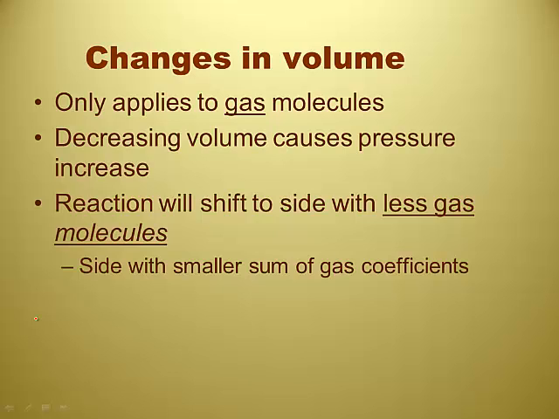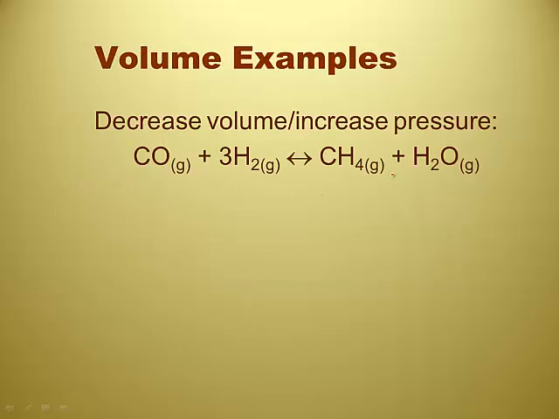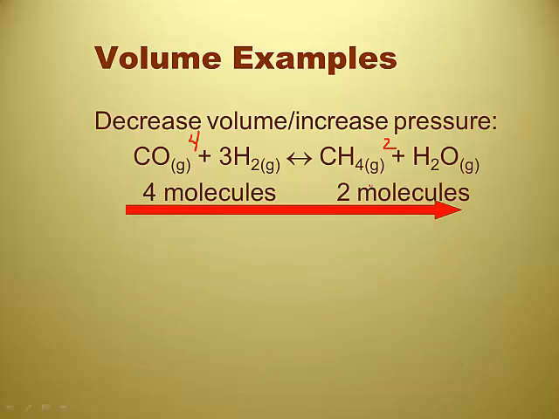Let's see if we can do this. So we've got to add up our gas molecules. It looks like they're all gases, so it's a homogeneous reaction. I've got 4 gas molecules over here, 1 gas molecule plus 3 gas molecules, and I've got 2 over here. You're decreasing volume, which is going to increase pressure and increase concentration, because pressure and concentration go hand in hand, especially if they're all at the same temperature. So if I've got less space, it's going to want to be on the side with only 2 moles of gas rather than 4 moles. So we're going to shift to the right.